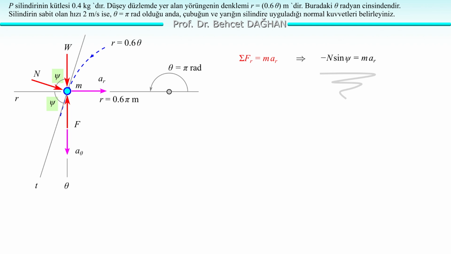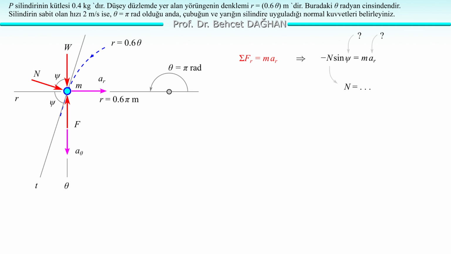However, we see that it is in the negative direction. We put a minus sign in front of it. The other side is MAR. Now we will find the force N from here. But first, we need to find a few things. We will find the angle psi and the r component of the acceleration. After finding those, we will find the force N.